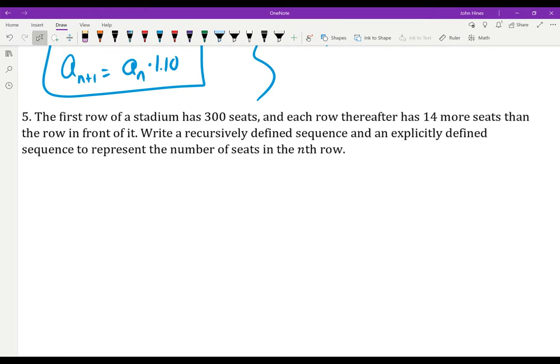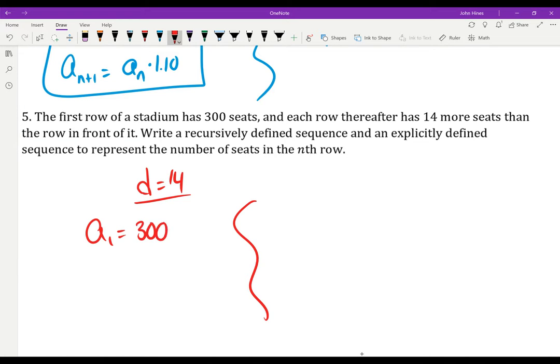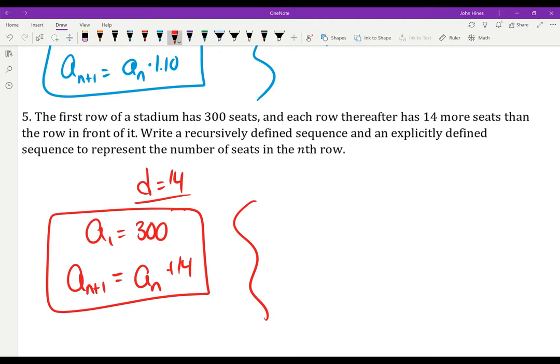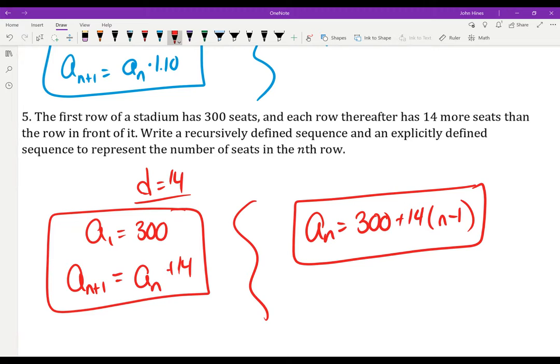The first row in a stadium has 300 seats, and each row has 14 more after it. So my common difference here, this is an arithmetic sequence, I keep adding 14. So my recursive rule is the first row has 300. The nth plus 1 row, you take the nth row and you add 14 to it. So that's my recursive rule. Whereas my explicit formula is start at 300, we keep adding 14, n minus 1 times. So that's my explicit rule versus my recursive rule.